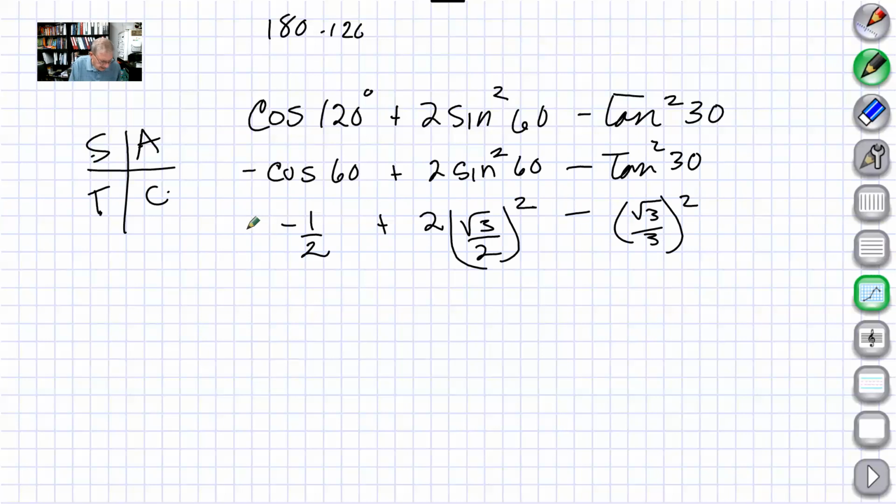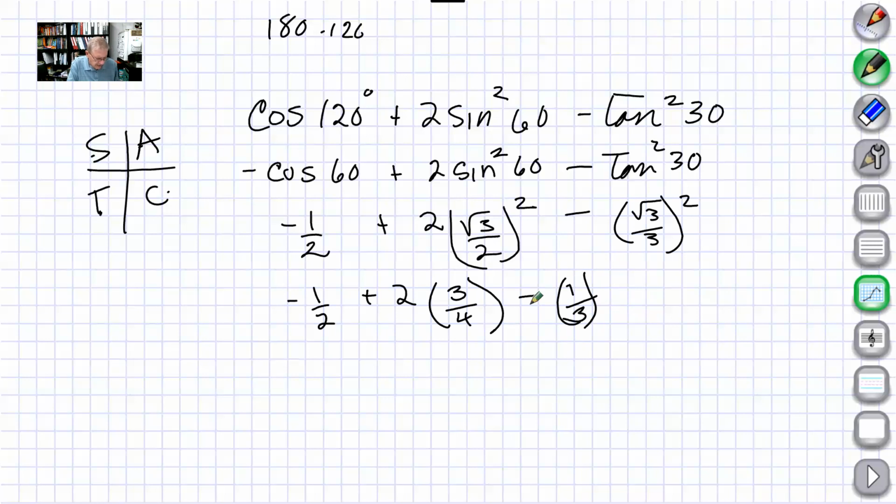So now what do I got? I got a mess here on my hands. I got negative 1/2 plus 2 times, square root of 3 times square root of 3 is 3, 2 times 2 is 4, minus 3 times 3 is 9. Square root of 9 is 3 over 9. Hope you like fractions. 3 over 9 is 1/3 reduced.